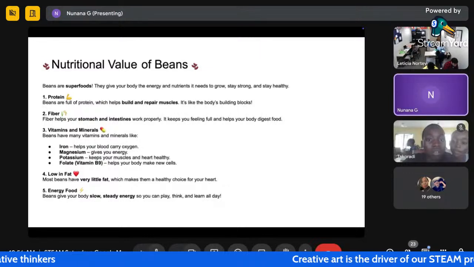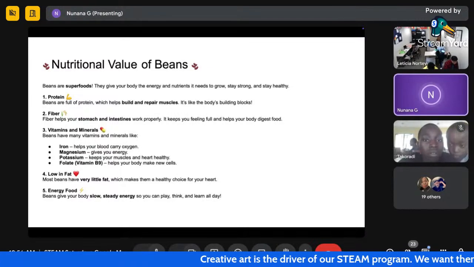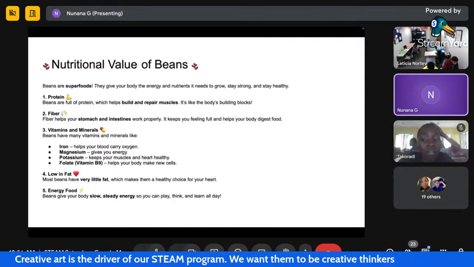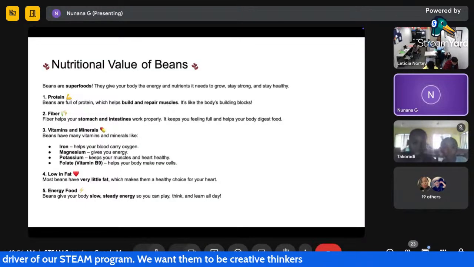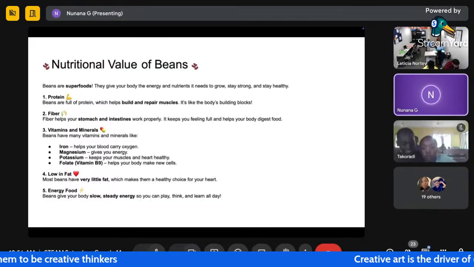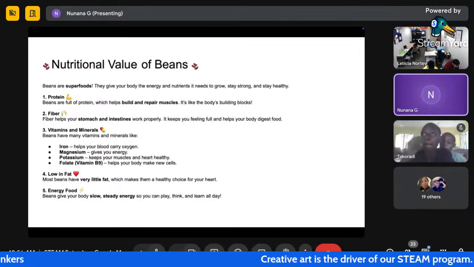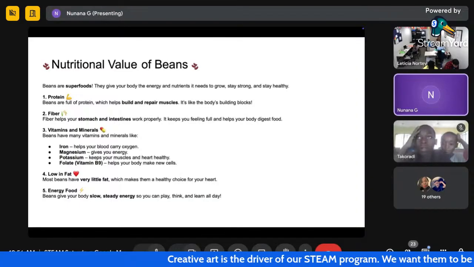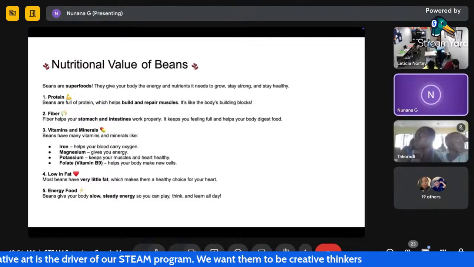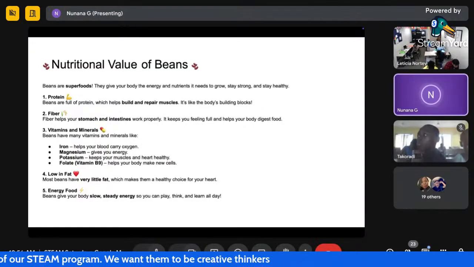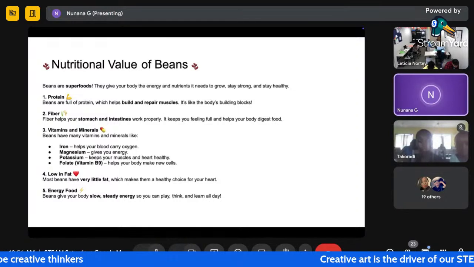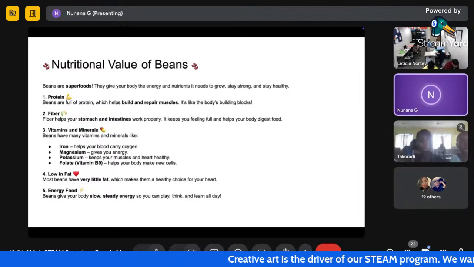Okay. Why are beans so important, and why do the people in a small village in northern Ghana need to grow beans, and they need to grow it fast? Beans are a superfood. They have everything we need. They have protein to help make you strong, to help build muscles. They have fiber that is good for your stomach and intestines. They have vitamins, they have minerals, iron, magnesium, potassium, folate.